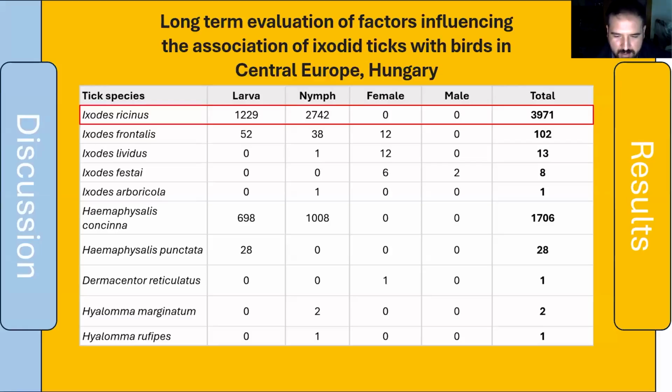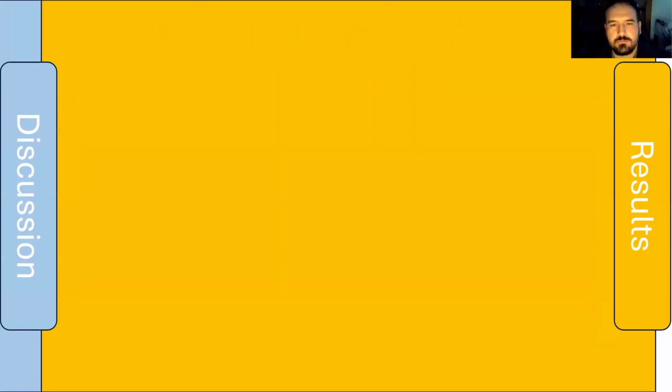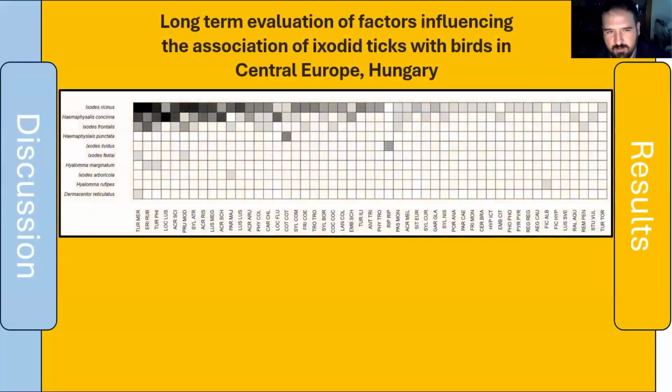This is nothing new, as in Central and Northern Europe, Ixodes ricinus is known to be the most common tick found on birds. But the second was Haemaphysalis concinna, which, accidentally, is a continuation of the previous presentation. Haemaphysalis concinna is a lesser known tick, so I will focus on this one. Interestingly, it is not that common in Europe. However, in the Carpathian Basin, for example in Hungary, it has a hotspot. It is much more prevalent in this area than elsewhere. That is why we can work with it.